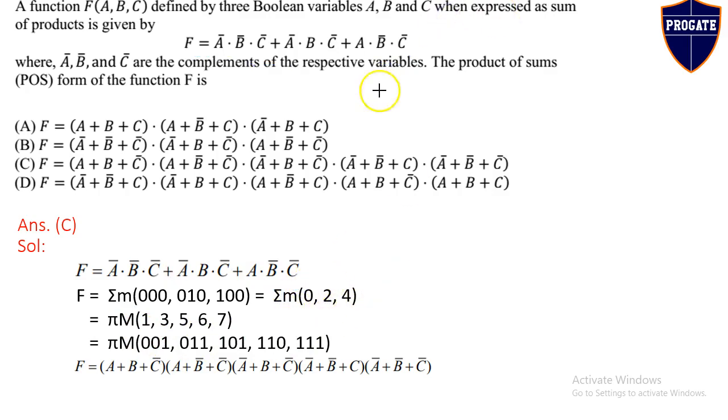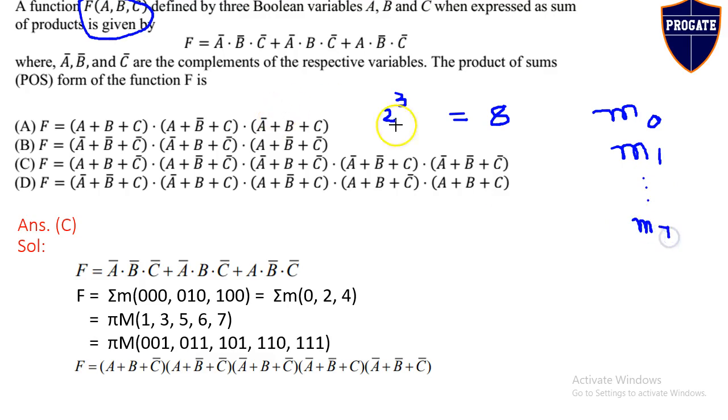The function f is a function of 3 variables a comma b comma c. So 2 power number of variables in the given function is 2 power 3, which is equal to 8. So a total of 8 standard min terms are possible, and these are nothing but small m0, small m1, small m2, small m3, and it keeps on going till small m7.